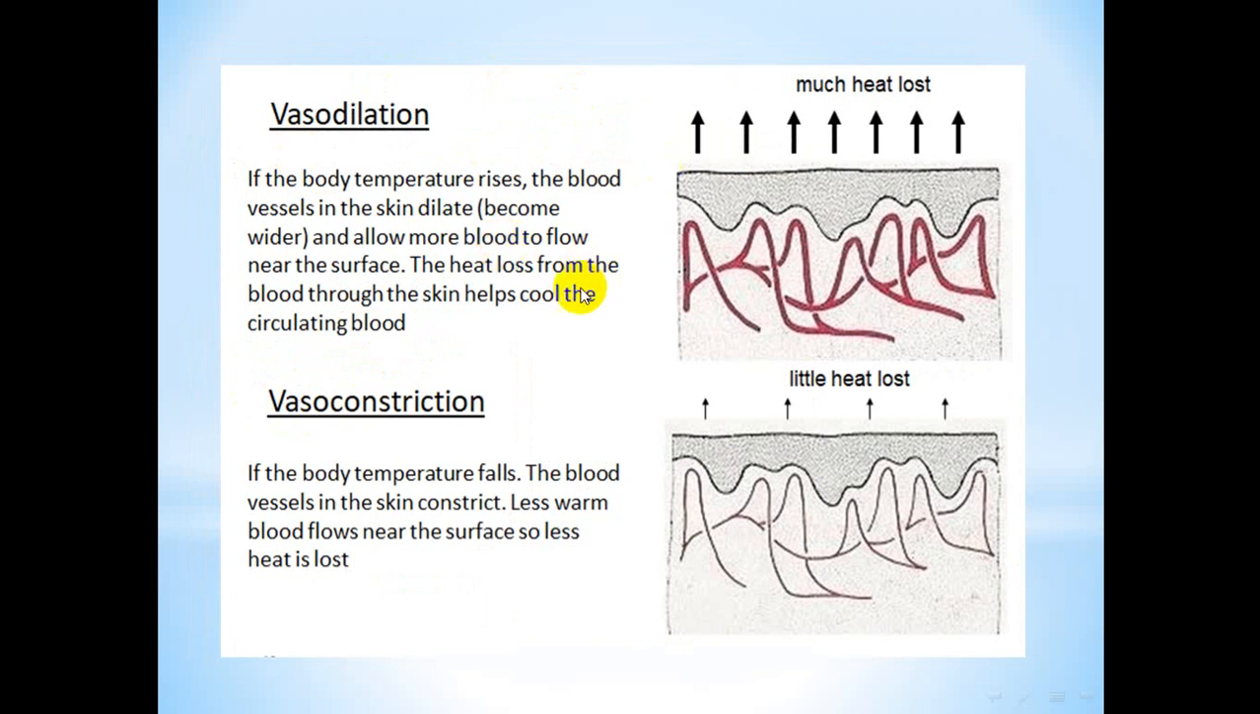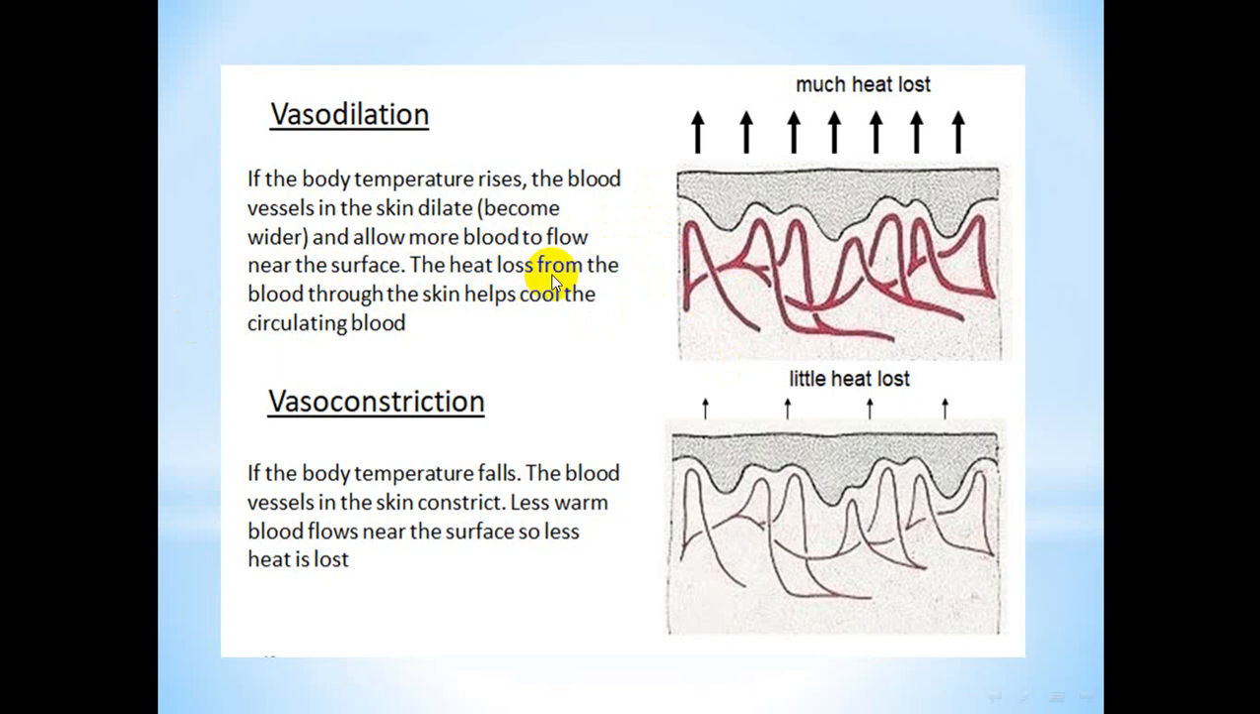This figure shows vasodilation and vasoconstriction of blood vessels. Vasodilation: if the body temperature rises, the blood vessels in the skin dilate. عندما ترتفع درجات الحرارة، الأوعية الدموية فيها راح تتوسع، and become wider, and allow more blood to flow near the surface.